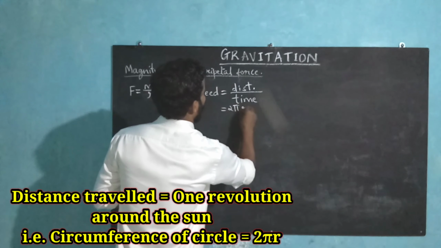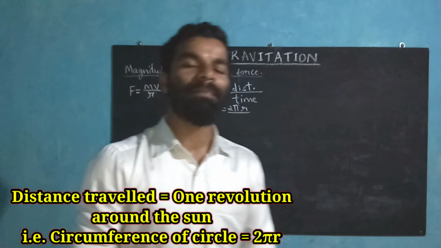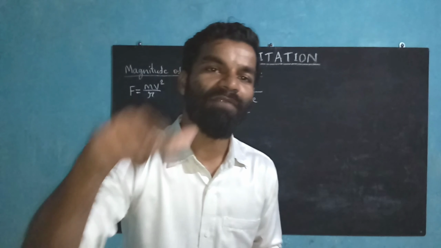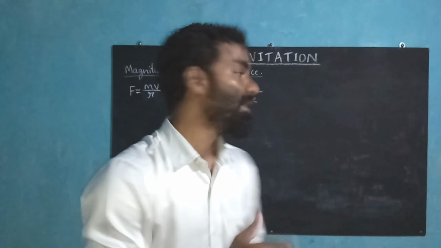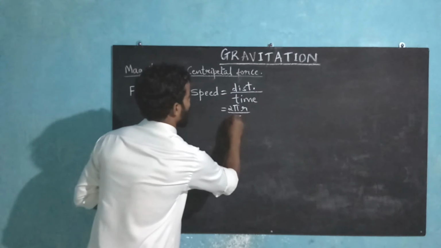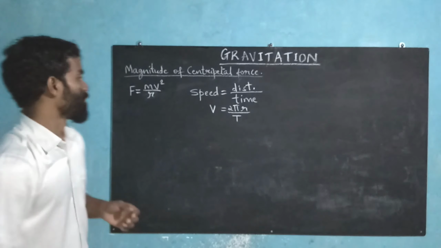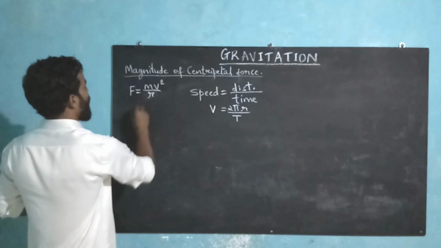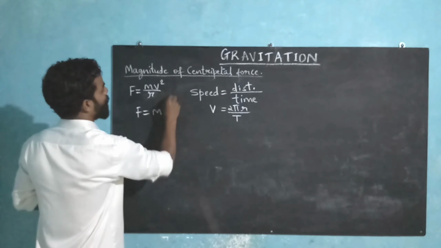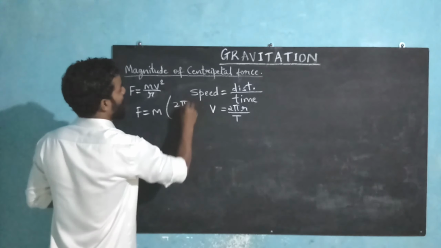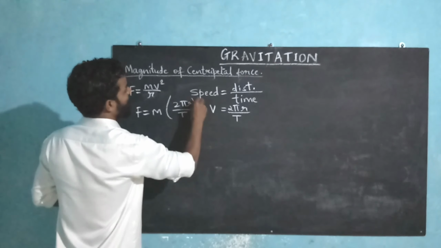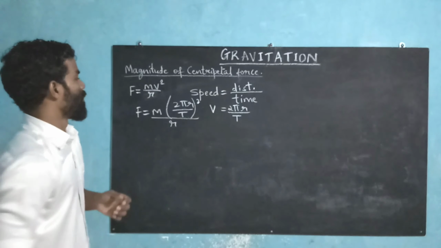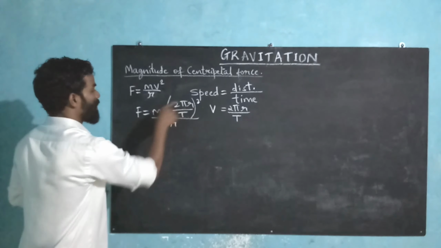And time will be nothing but capital T, the period of revolution, the time taken for completing one full revolution. Speed is v. So instead of v, you can substitute 2 pi r by T. So what you will get? F equal to m, this v will be 2 pi r divided by T, the whole square, and then divided by r. Now you can just solve whatever is there in the bracket.